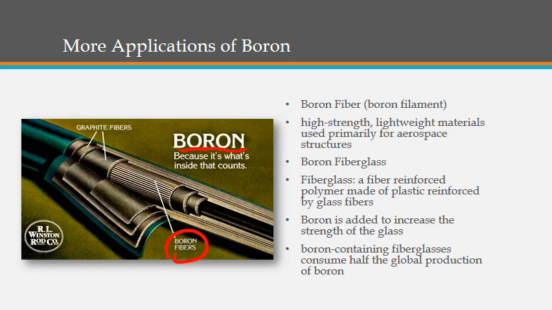Another important application of boron is boron fiberglass. Fiberglass is a fiber reinforced polymer made of plastic reinforced by glass fibers. Boron is added into these fiberglass to increase the strength of the glass. Boron is added in forms of borosilicate, borax, or boron oxide. Boron-containing fiberglass actually consumes half of the global production of boron because it is so commonly used around the world in construction and insulation.